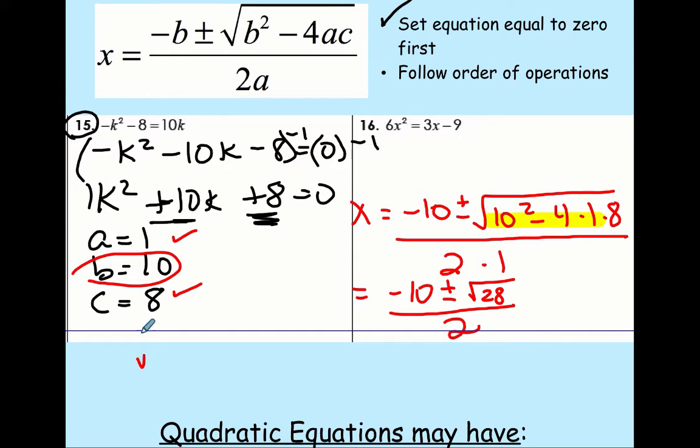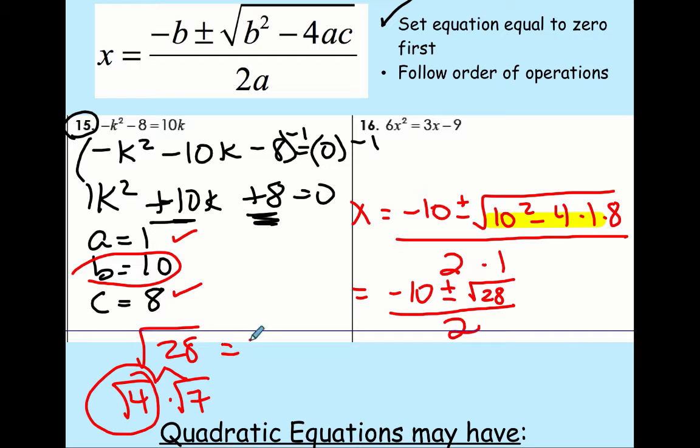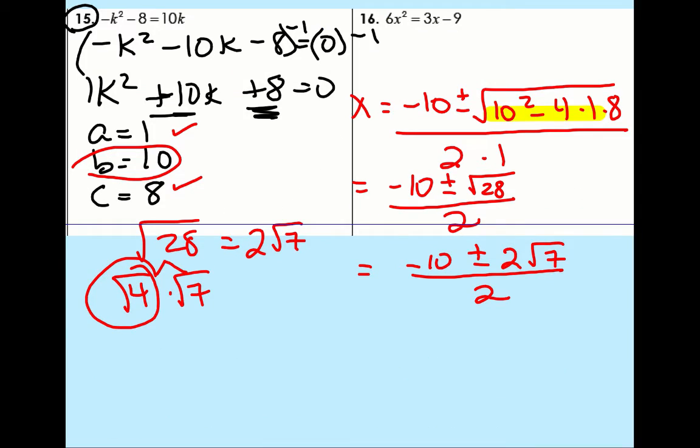Now just as an aside, the square root of 28 can be simplified because 28 is 4 times 7, and remember we can split up the square roots of the factors. So the square root of 4 is 2, so that means this would simplify to 2 times the square root of 7. So here's what we have now: negative 10 plus or minus 2 square root of 7 over 2. Now this is not simplified. It is a correct answer, but we want to make sure we simplify again.